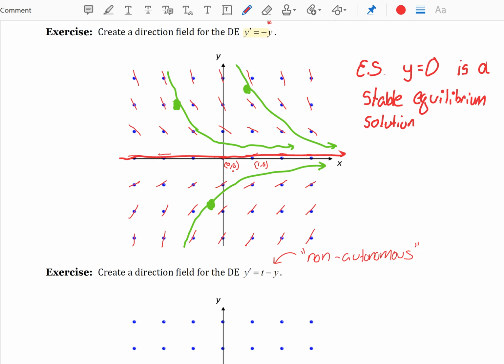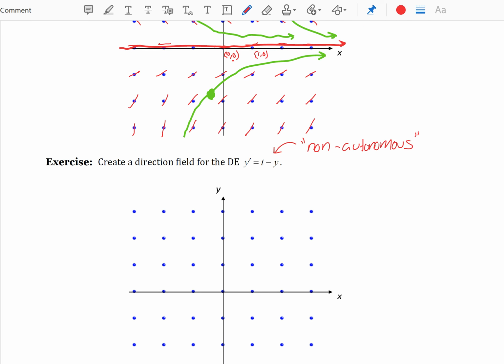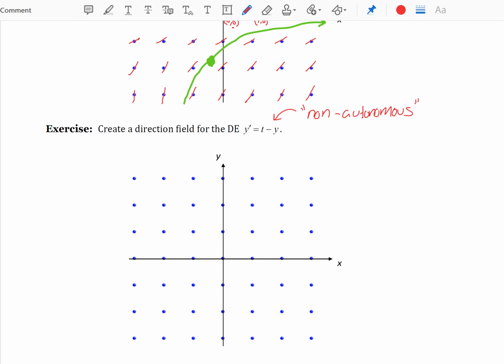Okay, let's try one more. So now we'll look at y prime equals t minus y. Now this is a non-autonomous differential equation because it contains both the t and the y in your DE. So now when we do this, we have to consider what our slope is going to be at each point individually. And let's again start at the origin. At 0, 0, we'll plug 0, 0 into our differential equation. At 0, 0, a tangent line, our slope field element, would have to have slope 0.